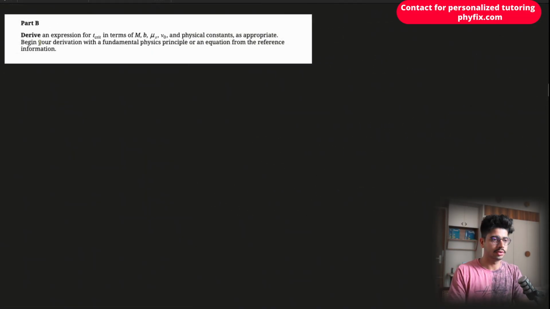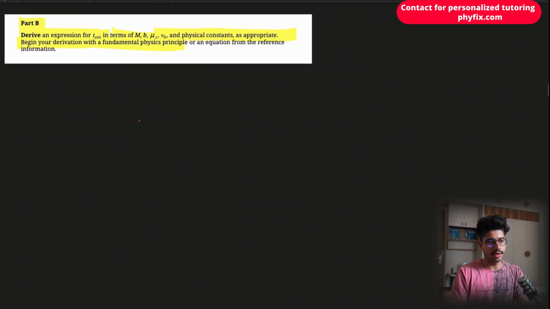Next part of the question, the P part. Derive an expression for the t critical in terms of mass, b, and mu, and the physical constants, as the appropriate beginning of the derivation. So the point is, we have to find the critical time. At the critical point, as you know, we have to use the static friction force. That is the maximum static friction force that is acting right now.